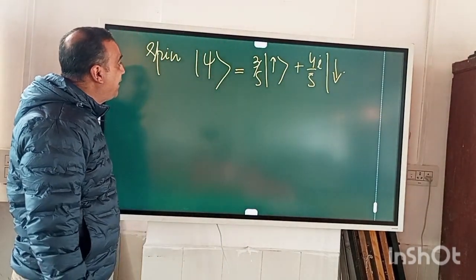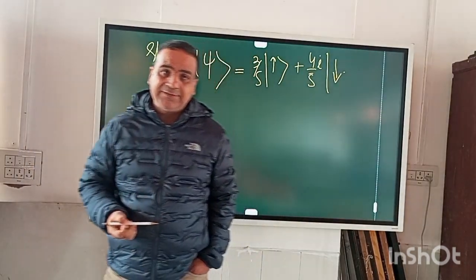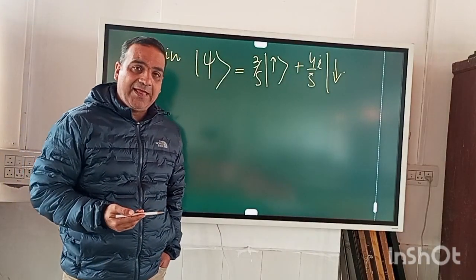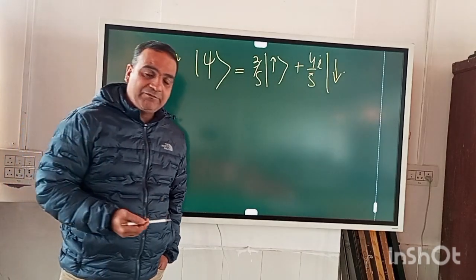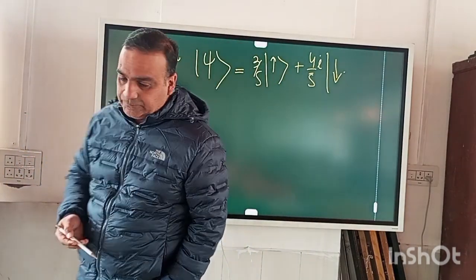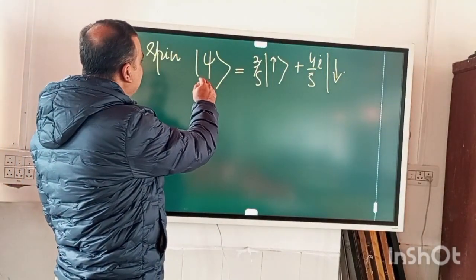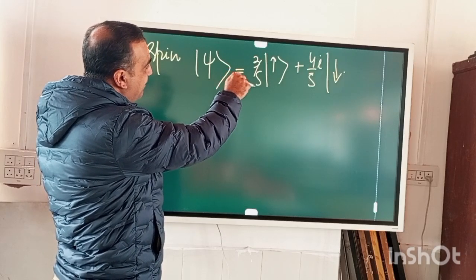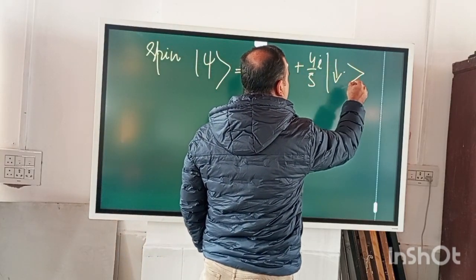We would like to calculate the probability of getting spin up along x, the probability of getting spin down along x, the probability of getting spin up along y, and then the probability of getting spin down along y. In order to do that, we can see that this state psi is 3 by 5 of spin up plus 4 by 5 i of spin down.